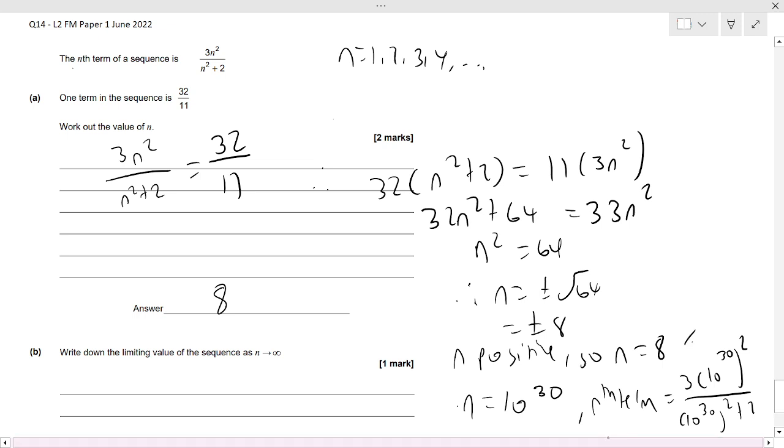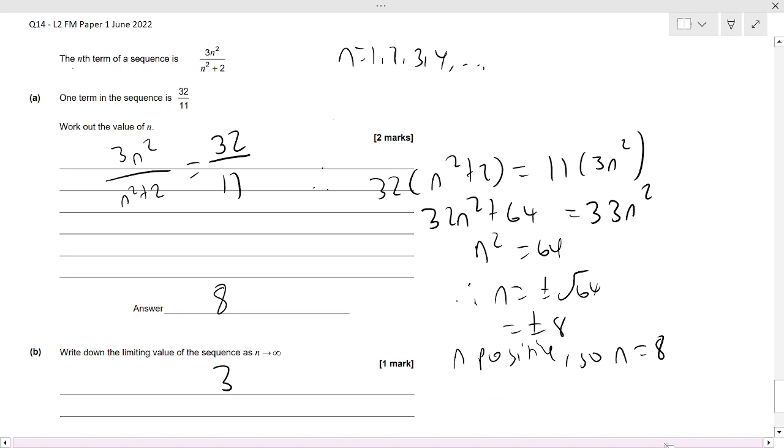Okay, this will actually simplify to 3. Okay, and that tells you the limiting sequence. However, in general, this actually came from a non-calculator paper, so that isn't the method. But because you've got a calculator anyway for paper 2, you could do it like that.